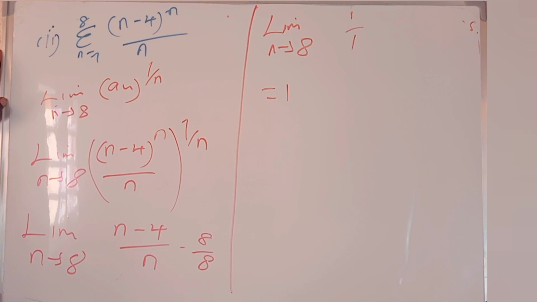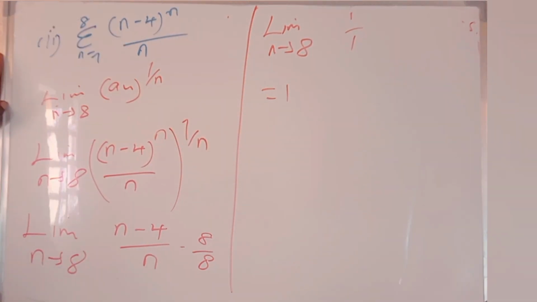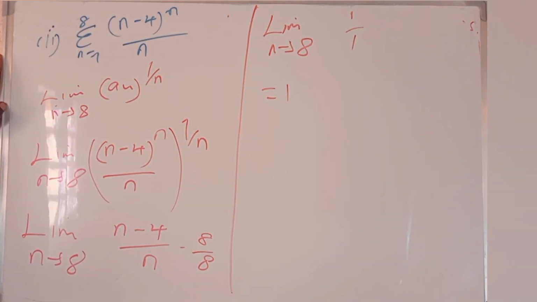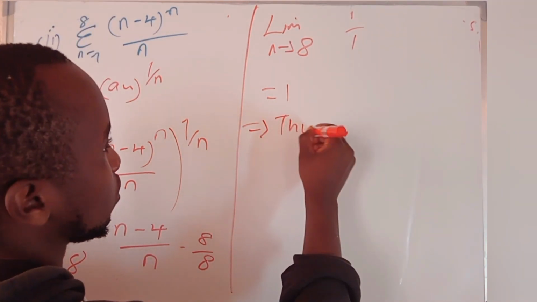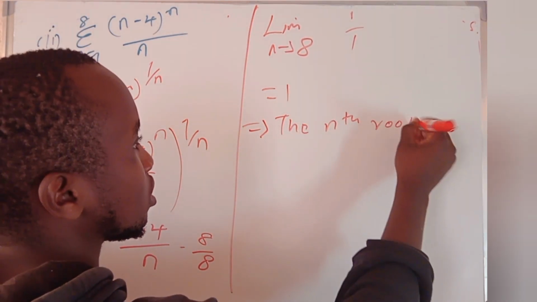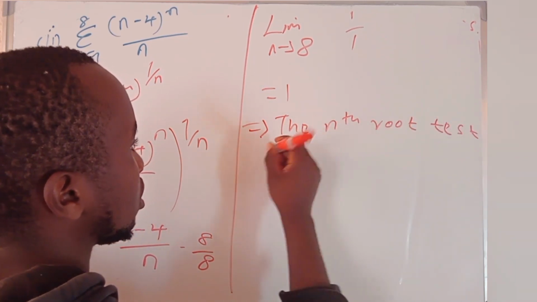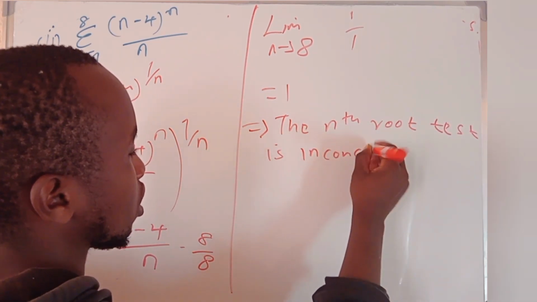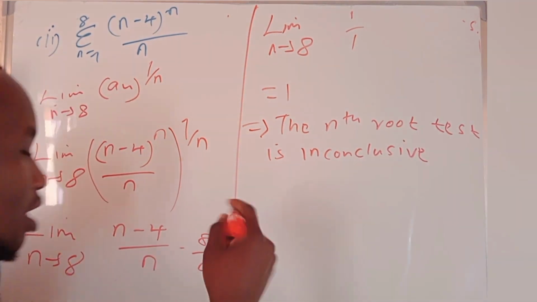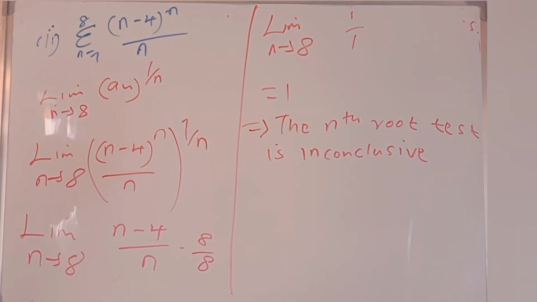So the rho is 1, and we have said that if you find that your rho is 1, it implies that the series is inconclusive by the nth root test. So you say that the nth root test is inconclusive or inappropriate.